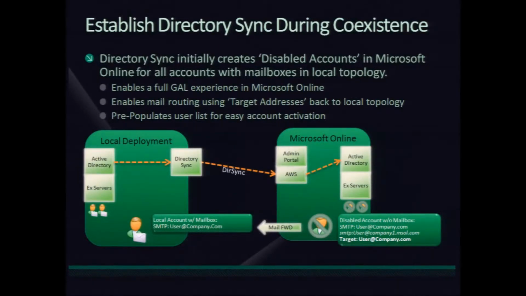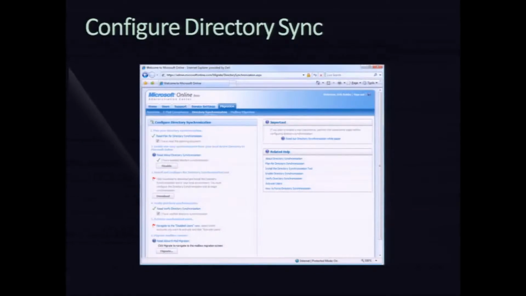Yes. All mail-enabled objects, distribution list members, and all users, whether they're mail-enabled or not, will go on up to Microsoft Online. And contacts, anything that you have, so that you end up in Microsoft Online with a full GAL. In fact, let me show you what it looks like.